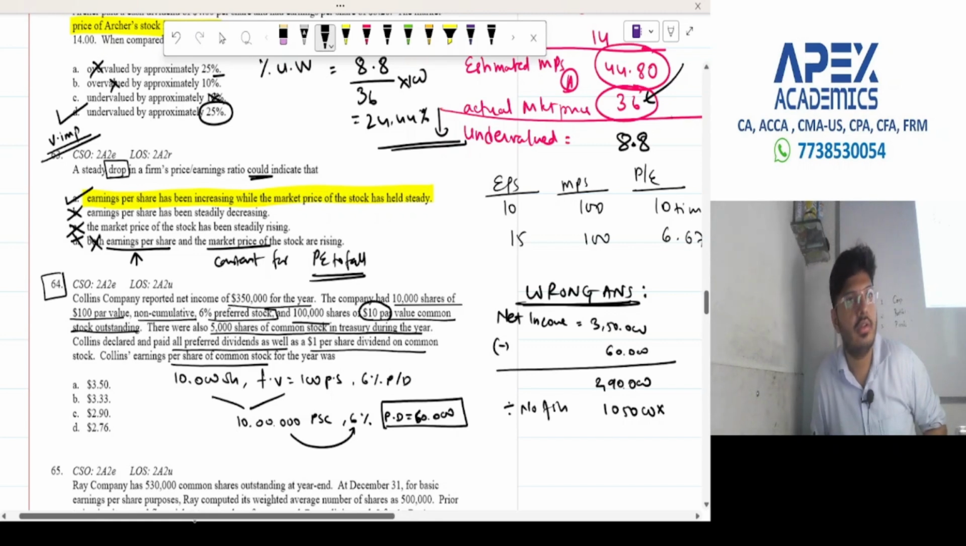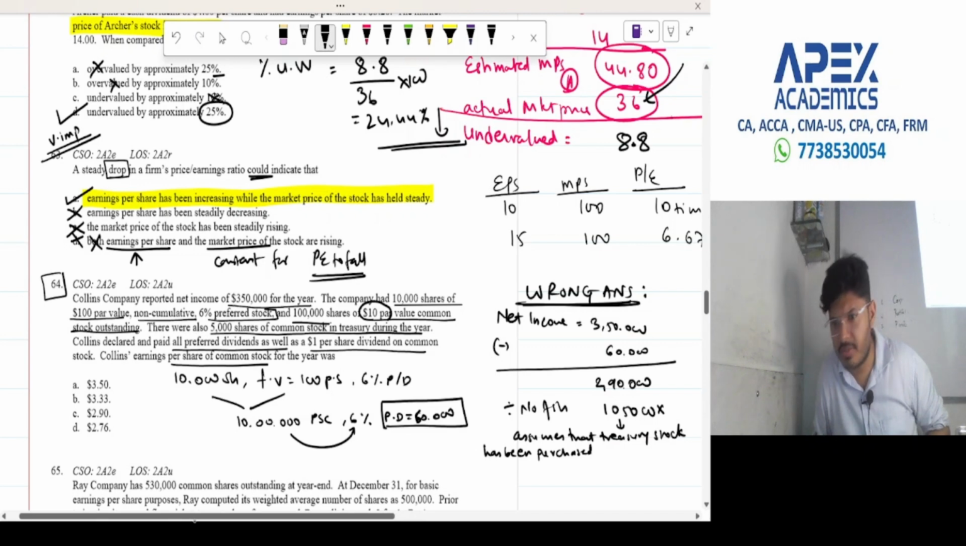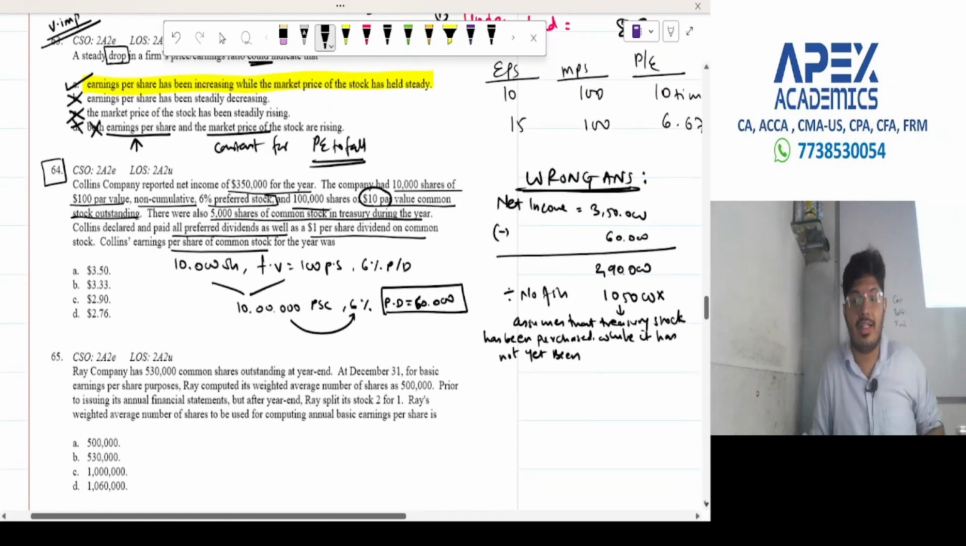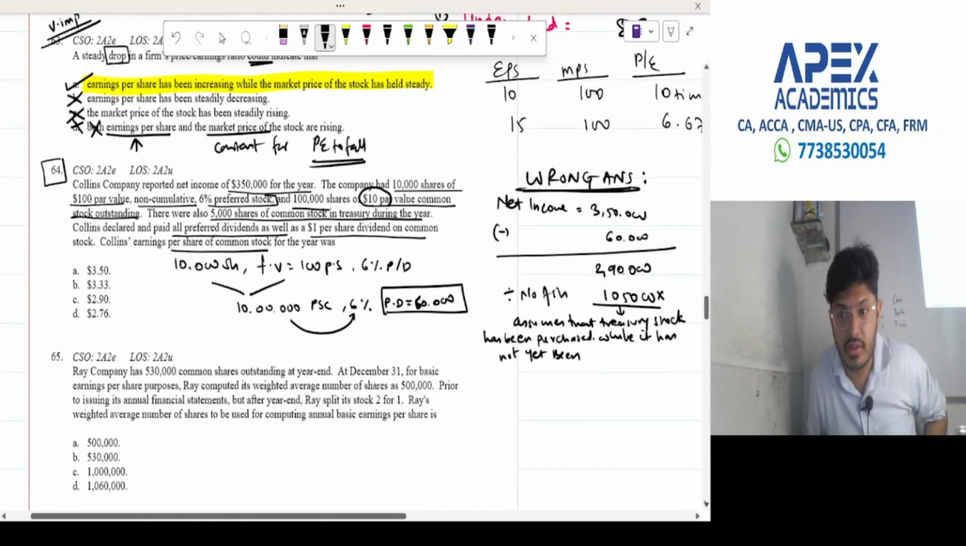This is wrong. This assumes that treasury stock has been purchased, while it has not yet been. Please don't distract. What does it say? This assumption of taking 1,05,000 is wrong.